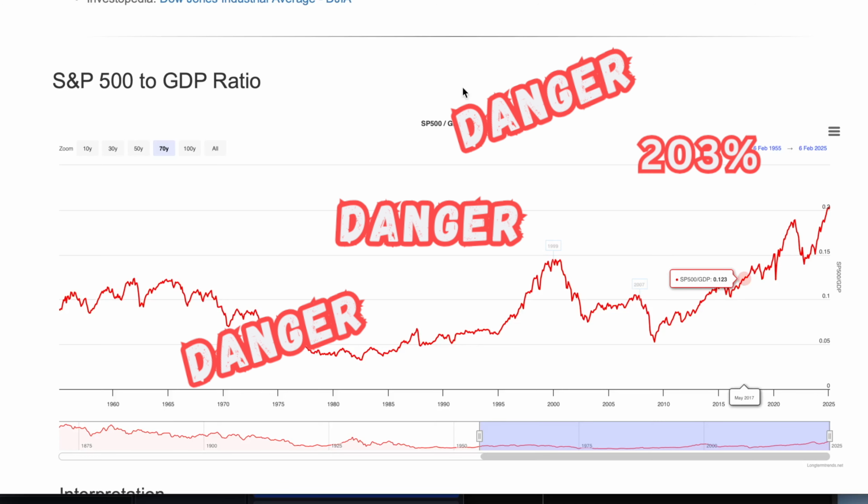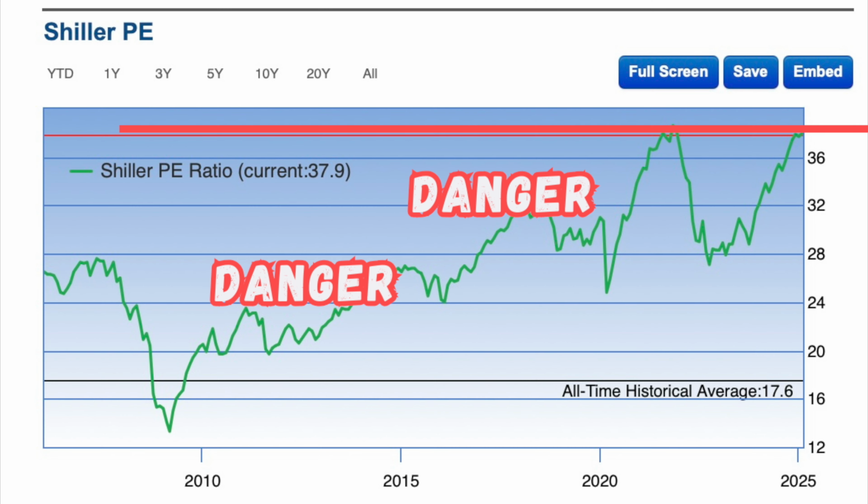Final verdict: is the market overvalued? Buffett Indicator, overvalued. Shiller PE, overvalued. Market cap to M2 ratio is saying we have a liquidity-driven rally. So yeah, it looks like the stock market is historically expensive. And historically, it looks like we have a pretty big risk for a correction.